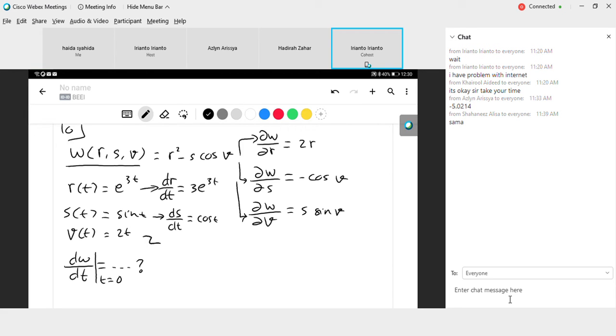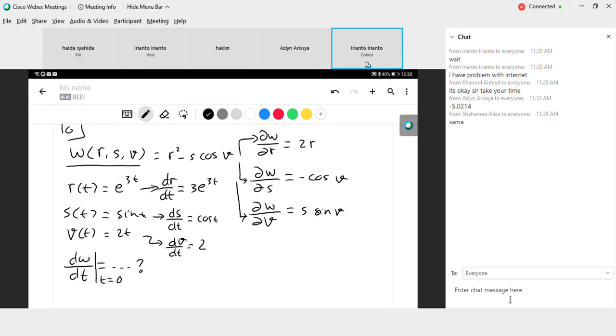For this one also, I can only find the derivative of V with respect to T only, because only one variable. So it will be 2. Okay, so that's it. That's what we do.